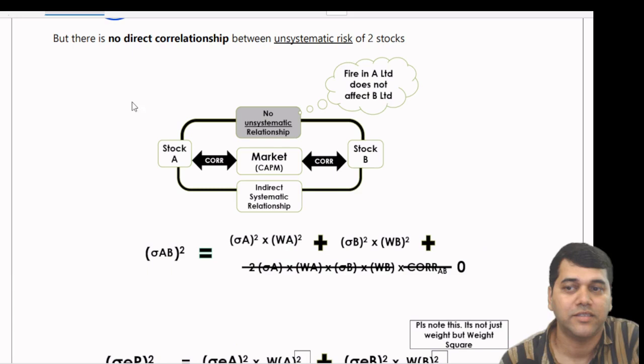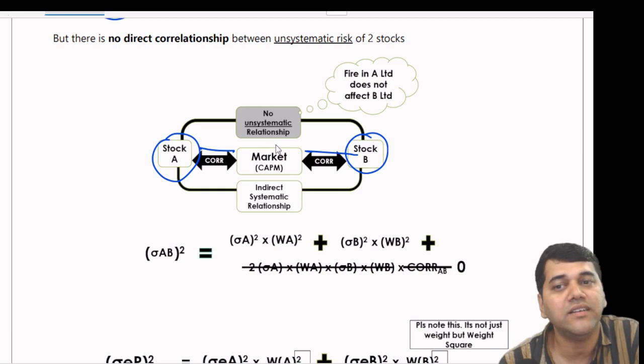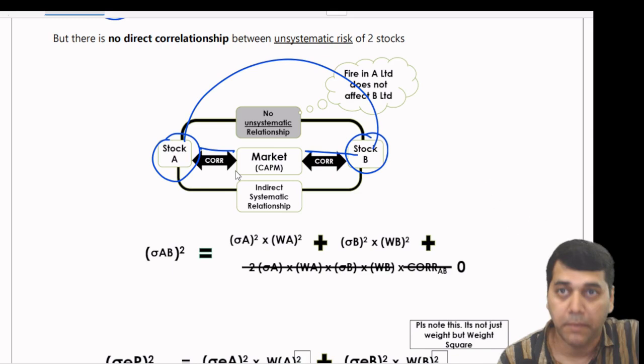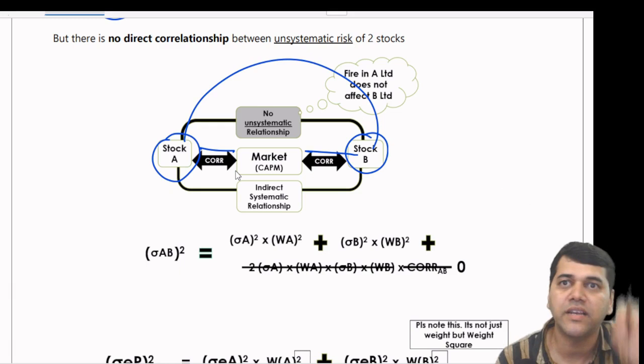See, this is stock A, understand? This is stock B. Both are related to the market. So if the market changes, stock A will change. Is there any direct relationship between stock A and stock B, the beta between A and B? Markowitz said there is a relationship, a correlation, you figure it out. But I have Infosys and Reliance Industries in my portfolio. If a fire happens in Reliance, both have a beta.